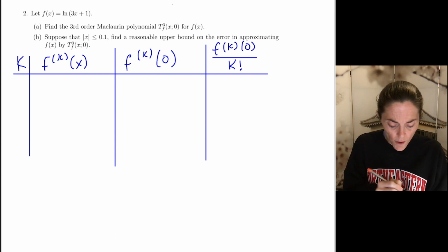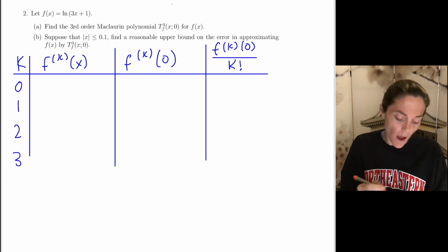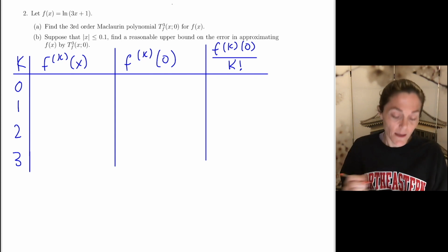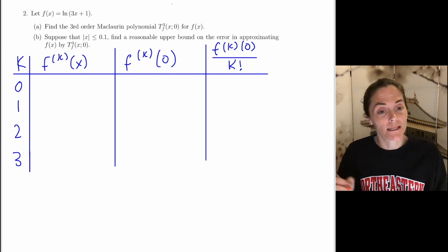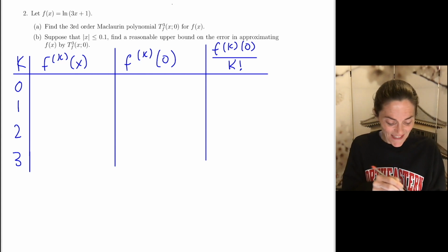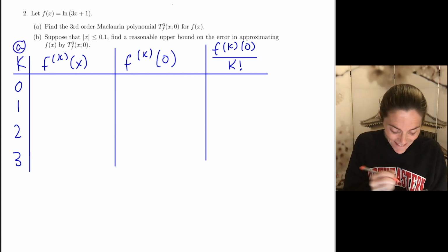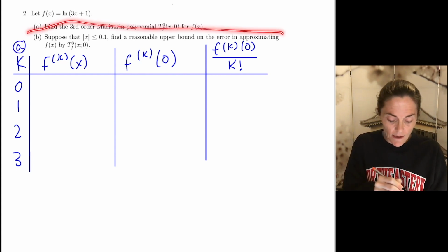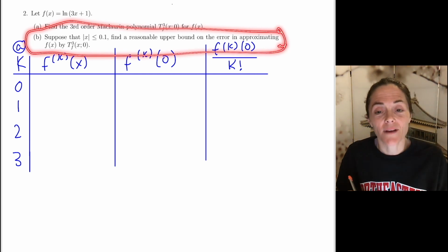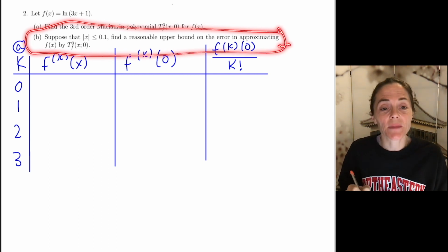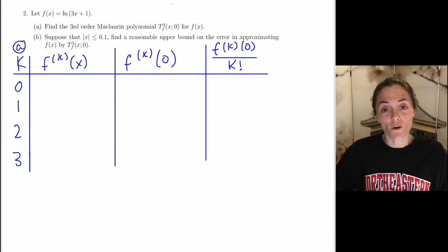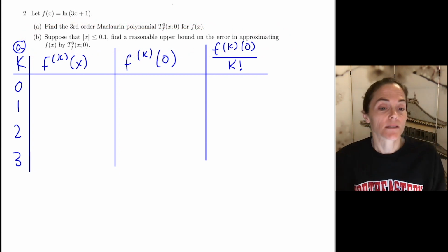Now, third order, okay? If all I needed was the polynomial, I would stop at k equals 3 because we're asked for a third order. But if I look ahead, so right now I am on part A. If I look ahead, you see we need to find a reasonable upper bound on error. And the form of error involves the very next derivative.